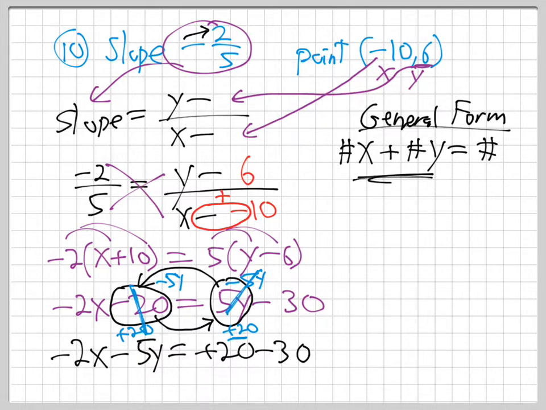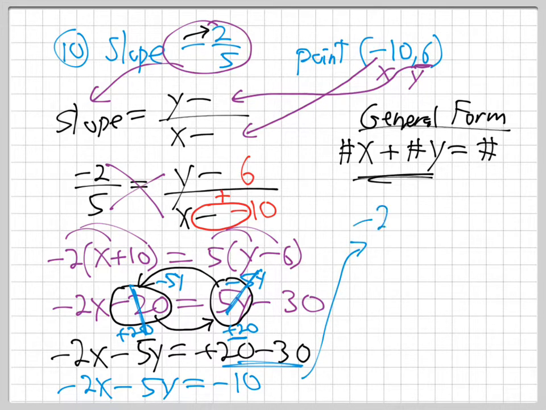Okay, so we're to here. What does that give us? Minus 2x minus 5y. What is this? 20 minus 30? Negative 10. Bring it up here. So minus 2x minus 5y is negative 10.